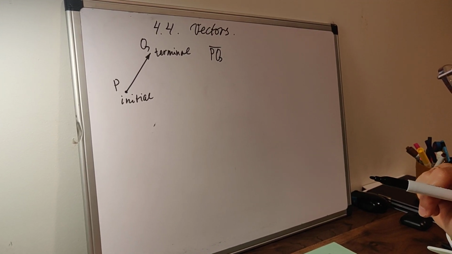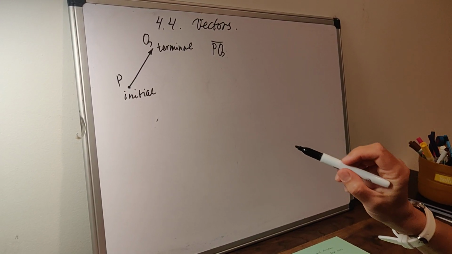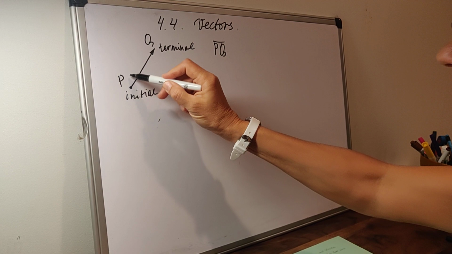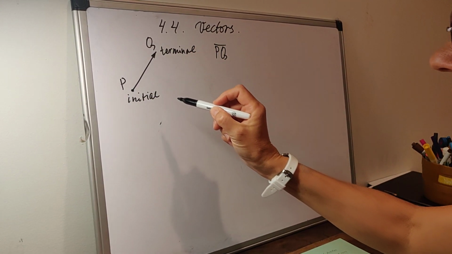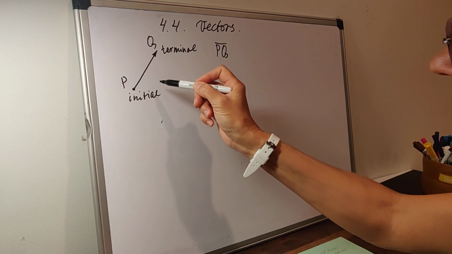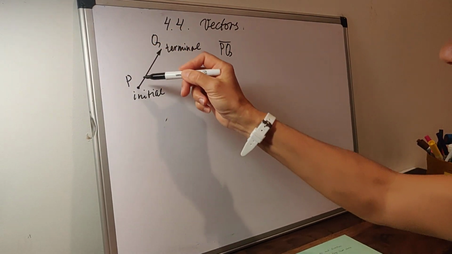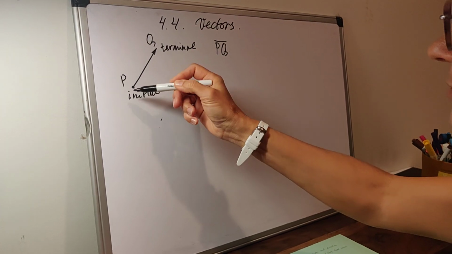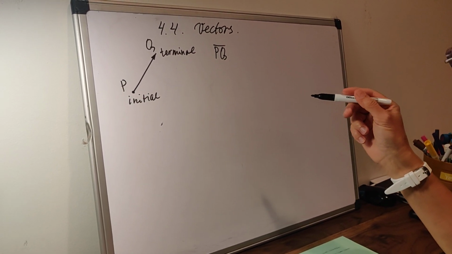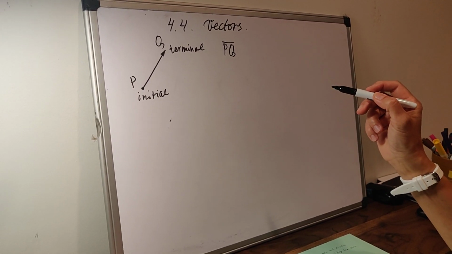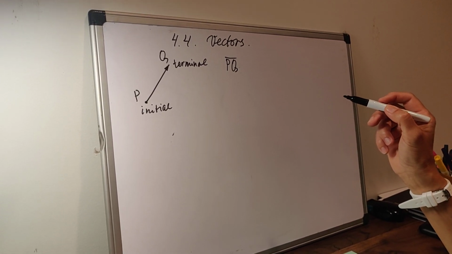And what is going to be the magnitude? Magnitude is just, you take a ruler and measure how long the vector is. For example, the vector is 5 units or 3 units. Direction is going to tell you which way it points. It can point up, down, left, right, something like this. So magnitude and direction.